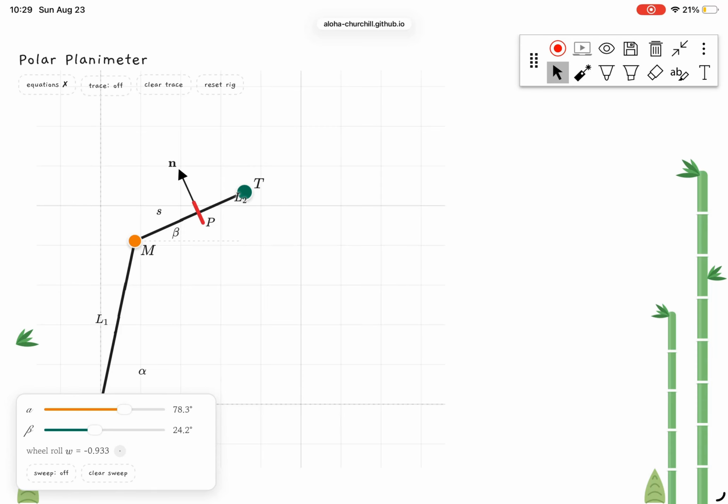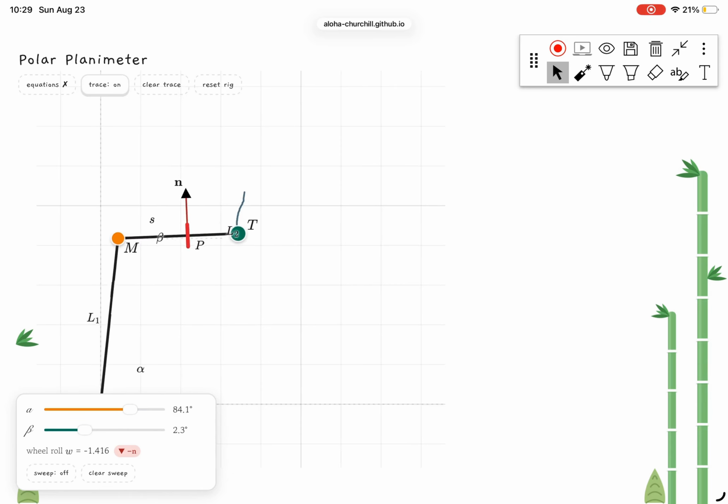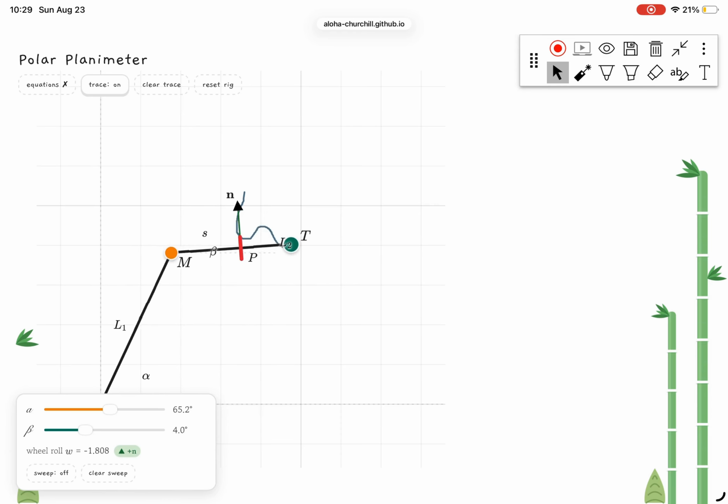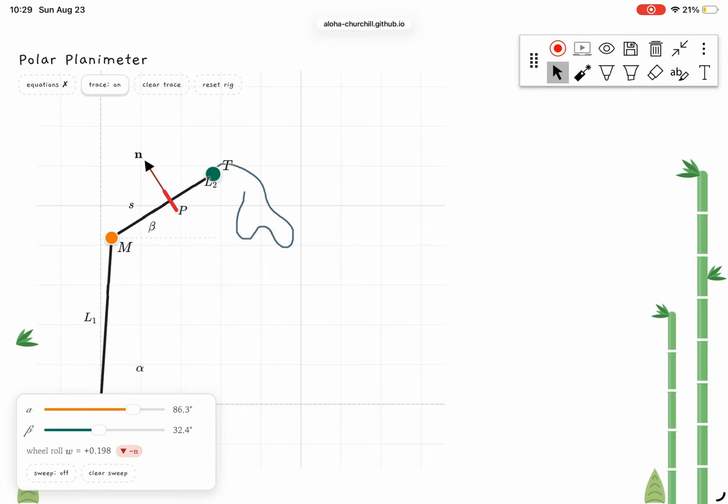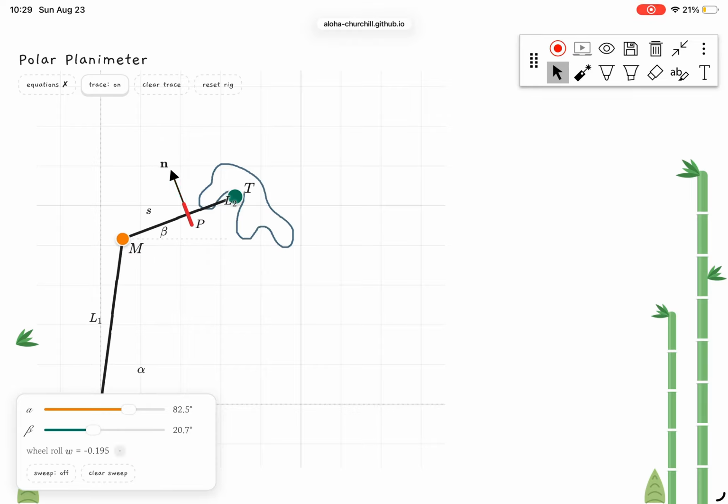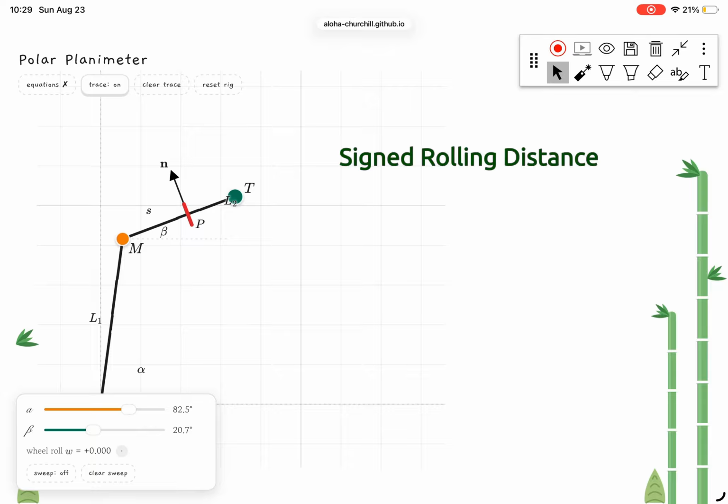Here is the simulated version of the planimeter we have just seen. We can turn on the trace and draw a little enclosed curve. And while we trace the curve, take a look at the bottom panel. The planimeter is constantly updating our wheel roll, which we will call W here. Now, this variable W can be a little confusing because it isn't measuring rotation in degrees, but it's instead measuring something called signed rolling distance, which you can think of as tracking the distance covered by a point on the rim of the wheel, purely by the rolling motion of the wheel.